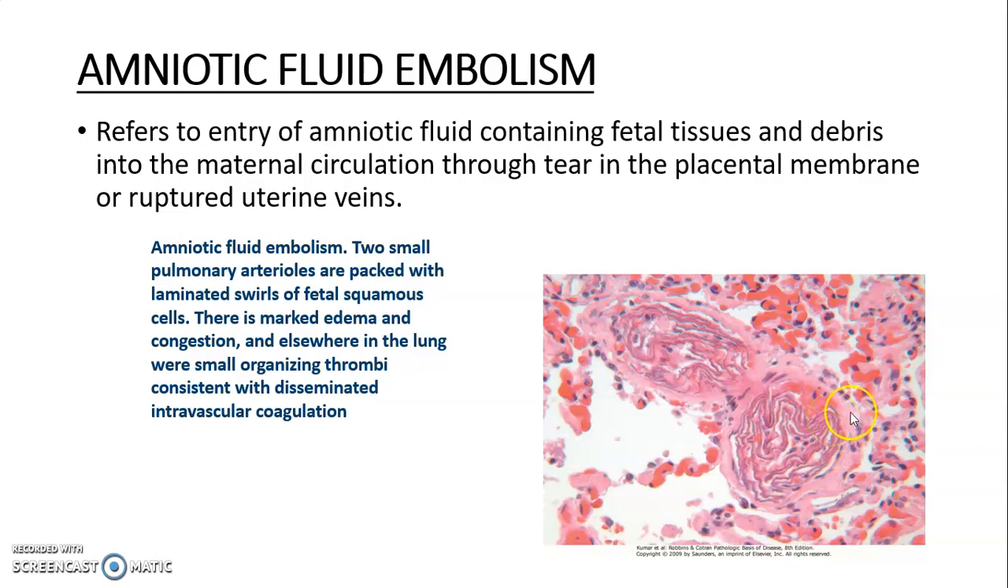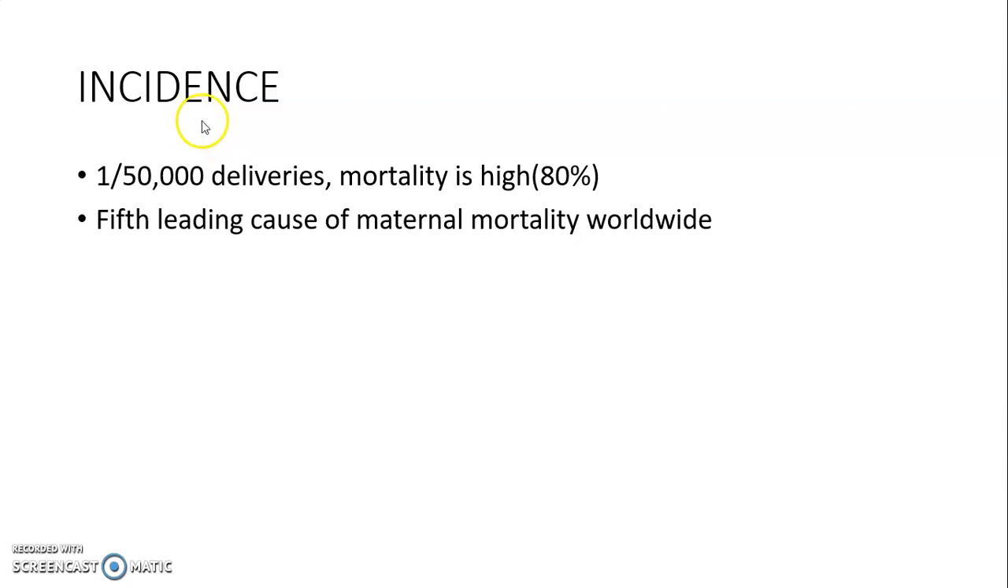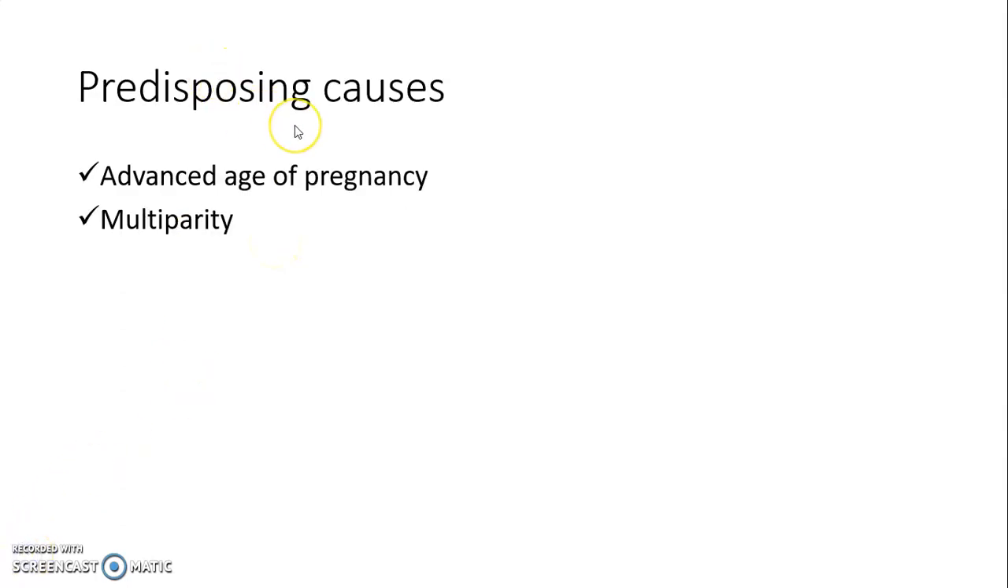There is marked edema and congestion elsewhere in the lung. Incidence of amniotic fluid embolism is 1 in 50,000 deliveries. Mortality rate is high, 80%. It is the fifth leading cause of maternal mortality worldwide. Predisposing causes of amniotic fluid embolism are advanced age of pregnancy and multiparity.